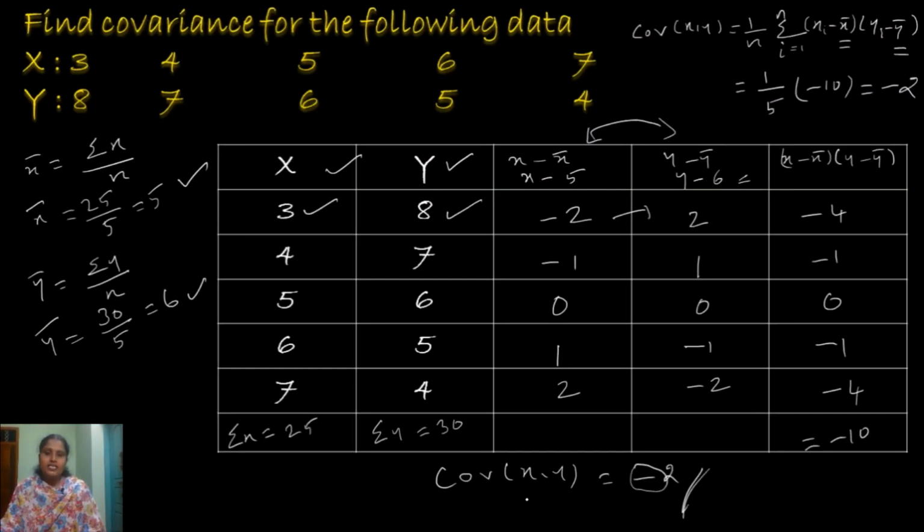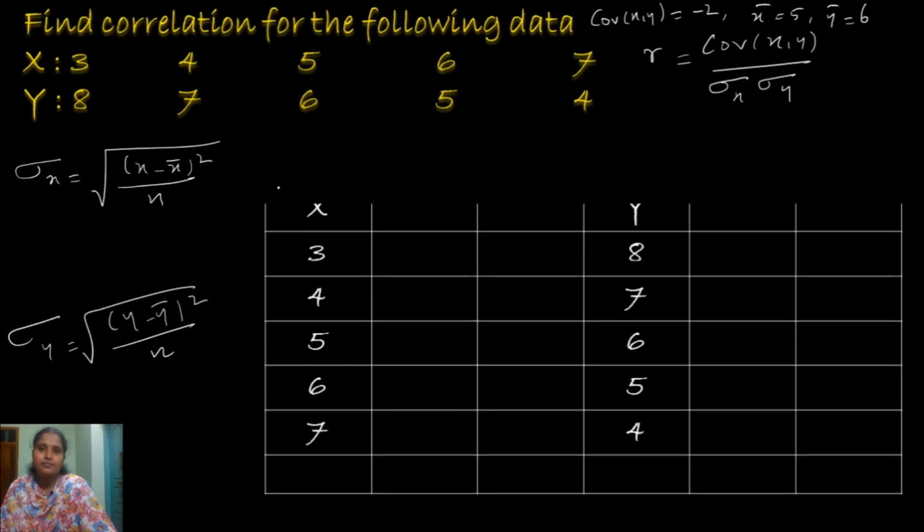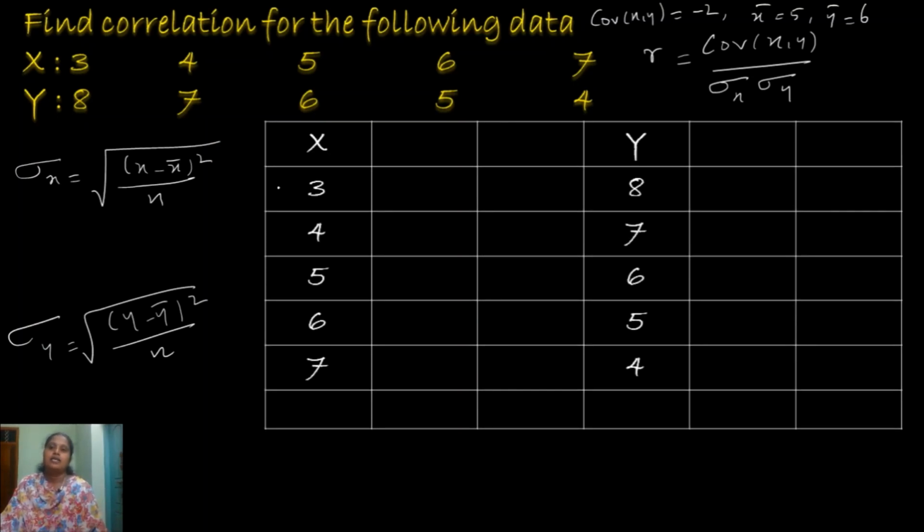Here the covariance is minus 2, x bar 5 and y bar 6. I make use of these values. So now covariance between the two variables is minus 2, x bar is 5 and y bar is 6. Now let me construct a table consisting of the values of x and y.